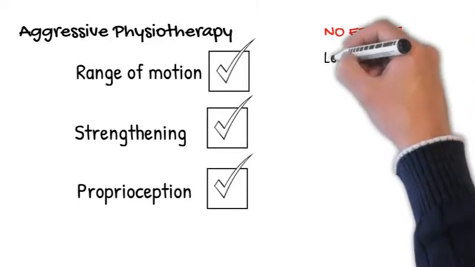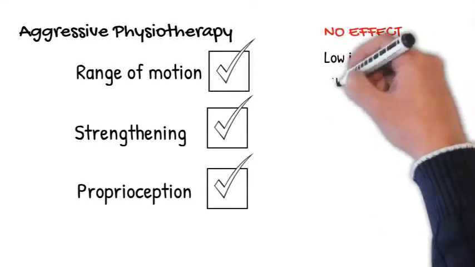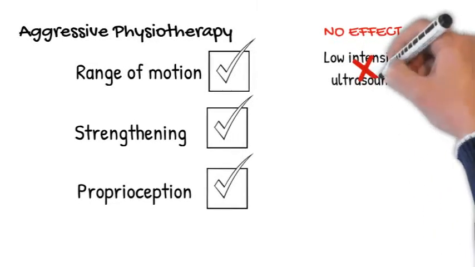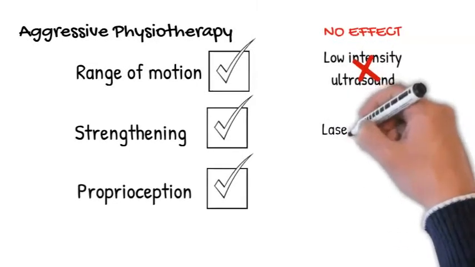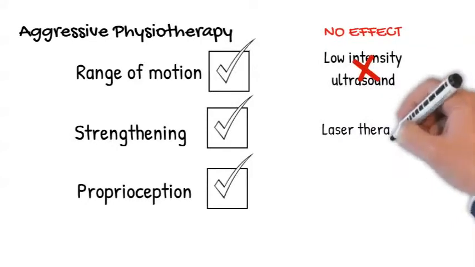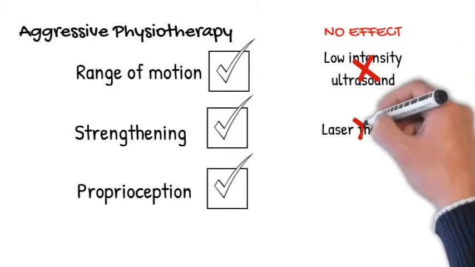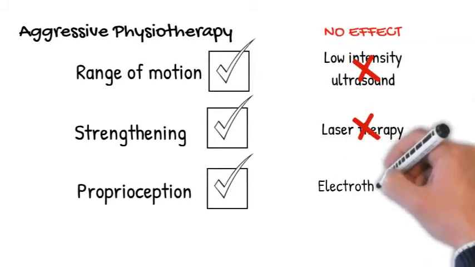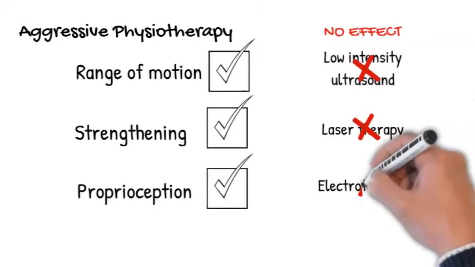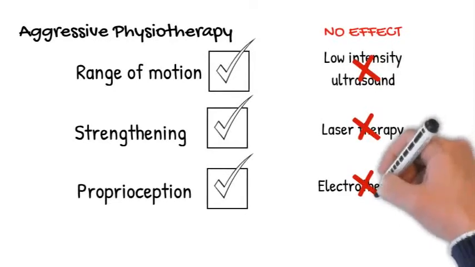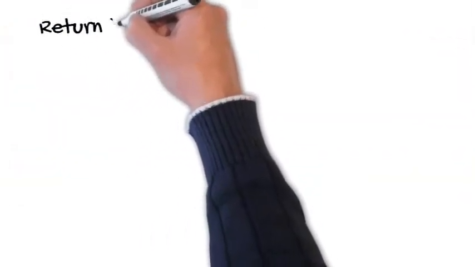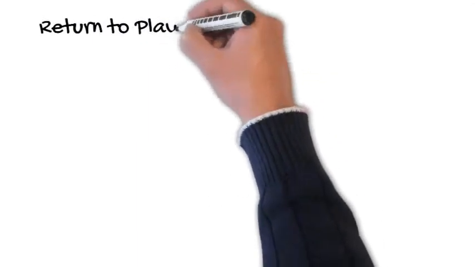Now, therapies that have been shown to have no effect, unfortunately, in the medical literature are things like low intensity ultrasound, laser therapy, and the other one is electrotherapy. Now, not that they're really harmful, but they just haven't been shown to have a great therapeutic benefit in the literature, and hence I think it'd probably be unlikely that he would be undergoing these type of treatments. What he probably is having is lots of physiotherapy.